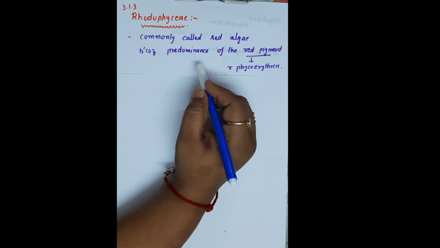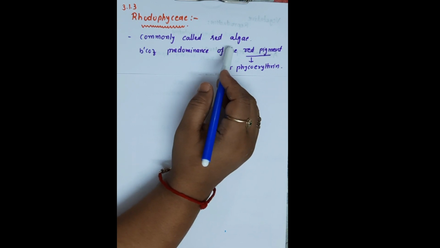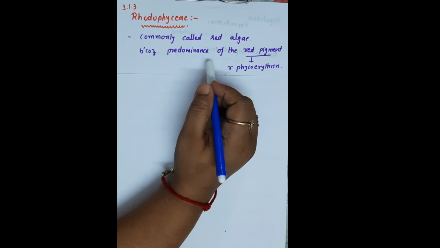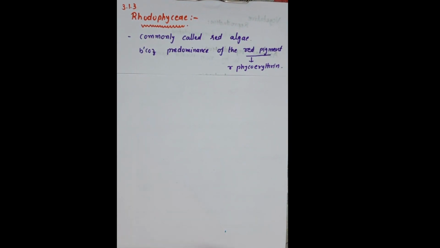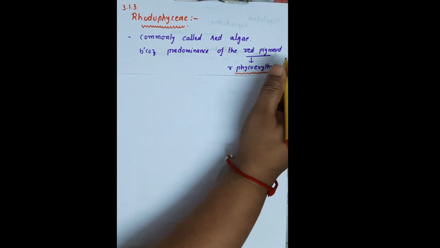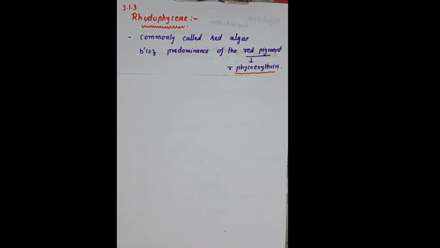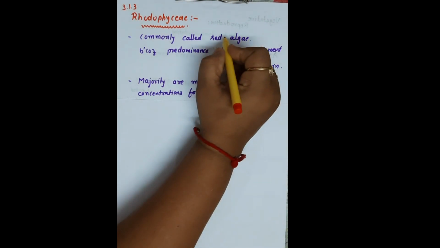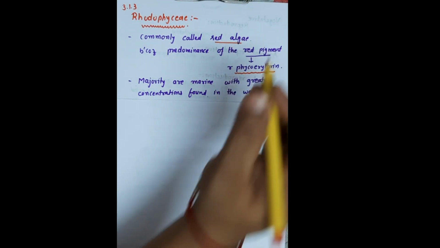Today we'll discuss the third class, Rhodophyceae, which is commonly known as red algae, because here the red pigment R-phycoerythrin is predominant. Erythrin, we know, as in erythrocytes, red blood cells. So due to the presence of R-phycoerythrin, it looks red, and that is known as red algae, that is Rhodophyceae.